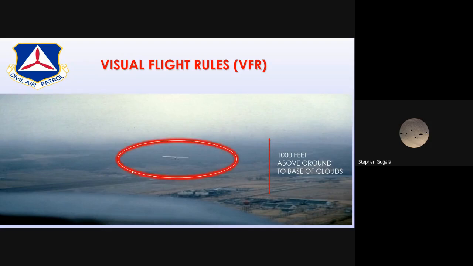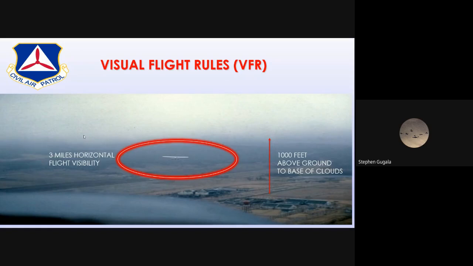You're also concerned with horizontal visibility. We're concerned about horizontal visibility or flight visibility. And the FAA defines safe VFR flight visibility as 3 miles of horizontal.